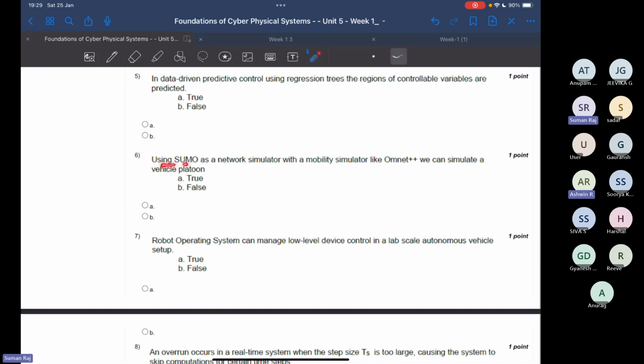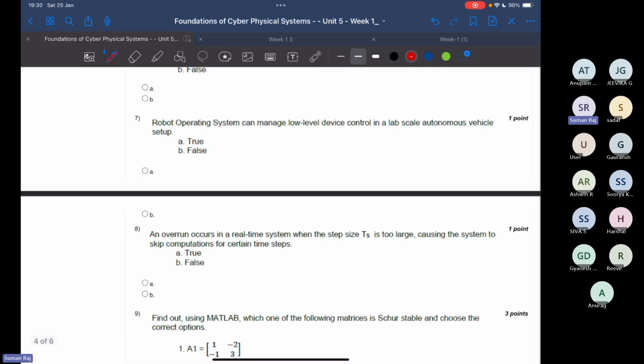The next is using Sumo as a network simulator with a mobility simulator like Omnet++, we can simulate a vehicle platoon. I went through that vehicle platoon slide. One thing is Sumo was not covered in the lecture and Omnet++ was covered. So see what is this and what is this and what they are talking about in the sentence. Make sure whether Sumo as a network simulator is a correct statement or not, and Omnet as a mobility simulator is a correct statement or not. You have to verify that and then go with the answer.